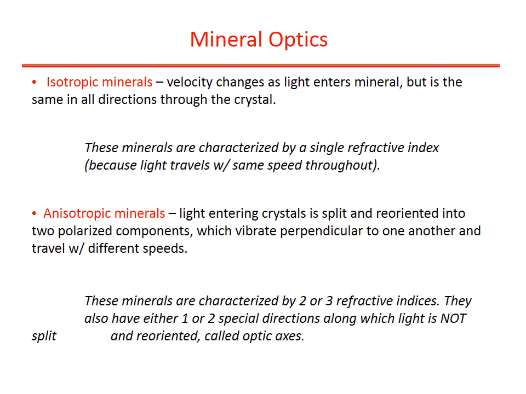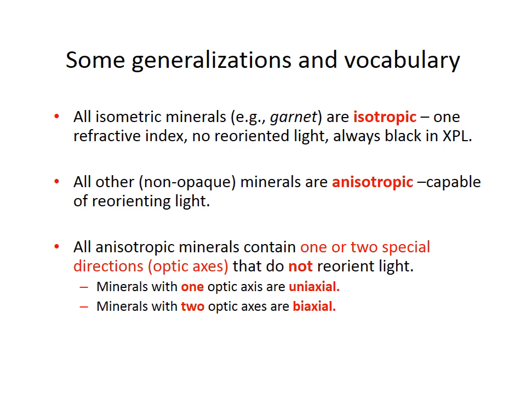And because of their geometrical properties, there are also either one or two special directions where it turns out the light isn't split at all, where only one refractive index can be observed, and it mimics an isotropic mineral, but only in that orientation. These are called optic axes. So the two categories of anisotropic minerals are uniaxial and biaxial.